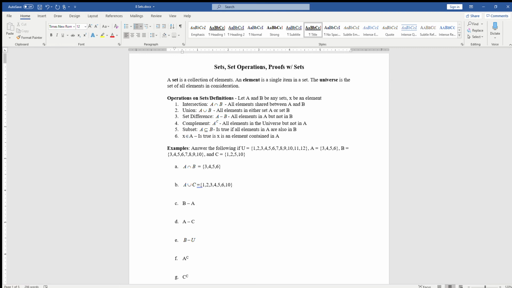B minus A. B minus A essentially says that I'm going to take all the elements that are in A and I'm going to subtract them from B. So I notice that there's 3, 4, 5, 6 in A. I notice that there's 3, 4, 5, 6 in B. So what I'm going to do is I'm just going to get rid of those. That's what subtraction means. So we're just left with the set 7, 8, 9, 10.